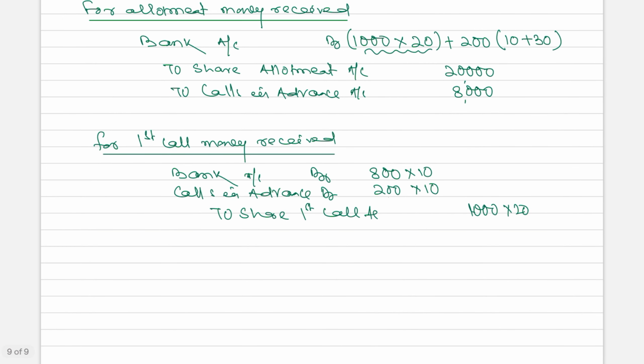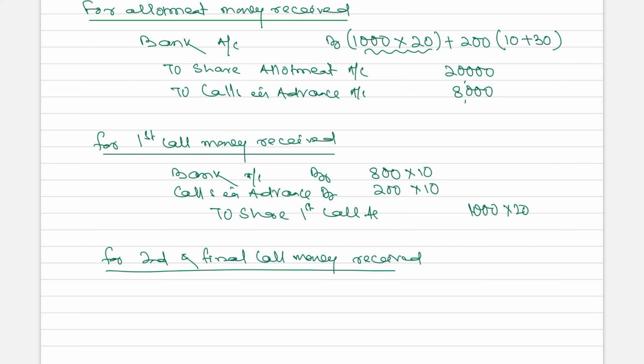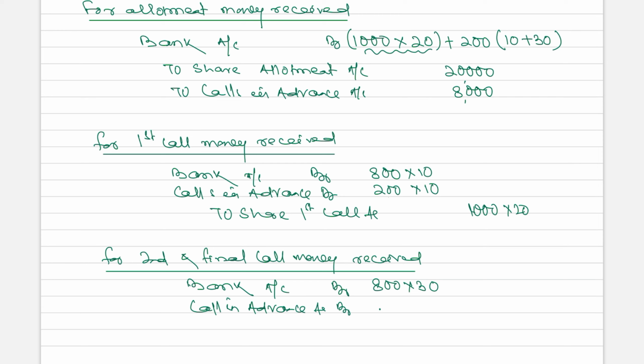second call due entry, normal entry, share second and final call account debit 1000 into 30, and when we will receive for second and final call money received, entry will be bank account debited, that is 800 into 30, calls in advance account debit 200 into 30 to share second and final call account.